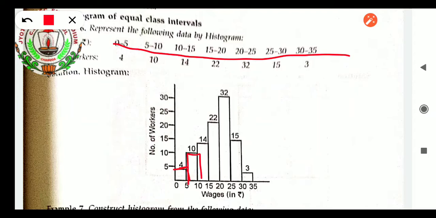What are you seeing there? A gap is not there. Between two sets of data, no gap is created in the graph, and the graph is showing the equal class interval graph. This is known as a histogram, students.